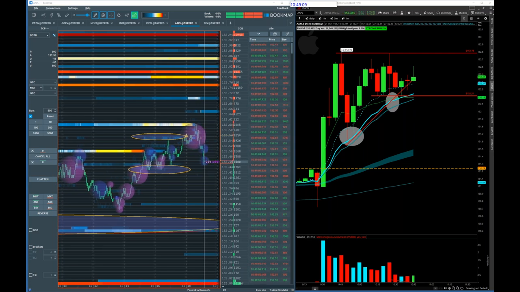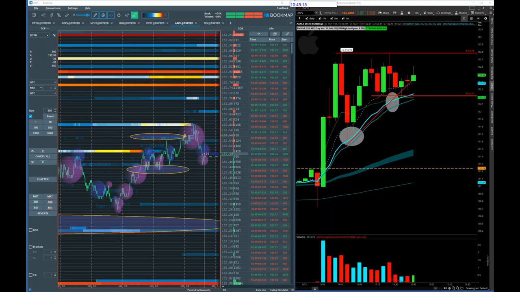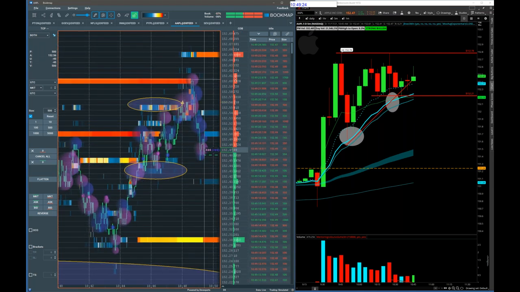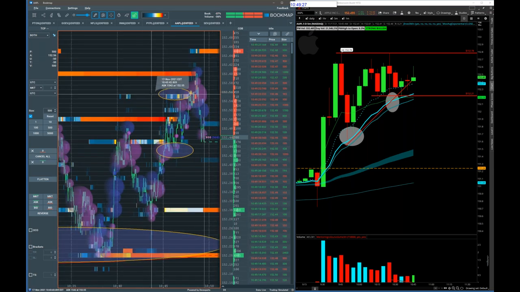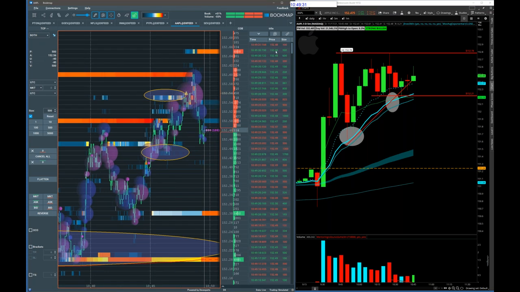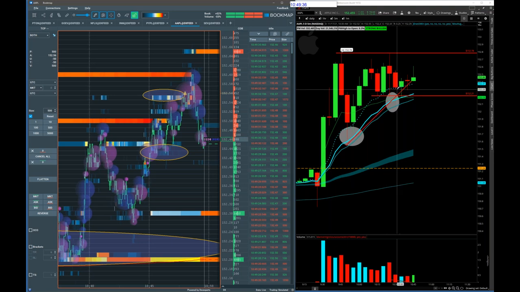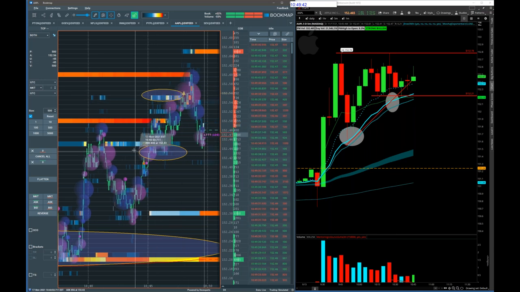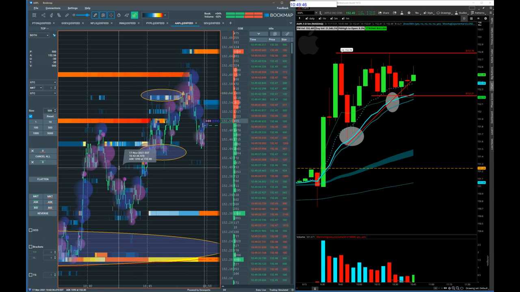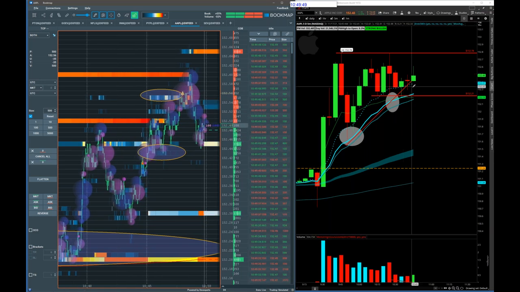Some sellers over here at 40. Trying to hold the 50. You can see that still we don't have big sellers. The tape is still relatively green, so I'm not really impatient on the trade. We have a tight risk. The 40, which is also this 9MA, actually is at 36, 37.